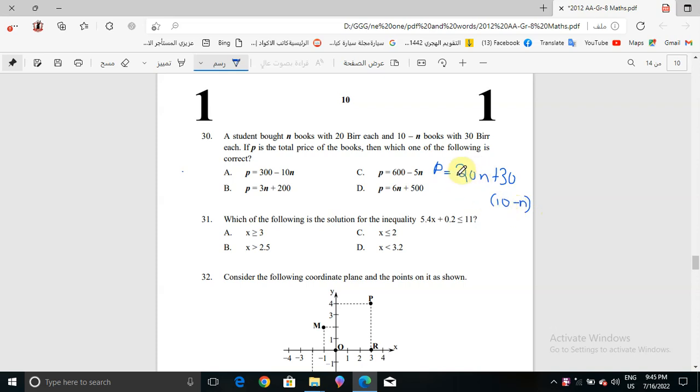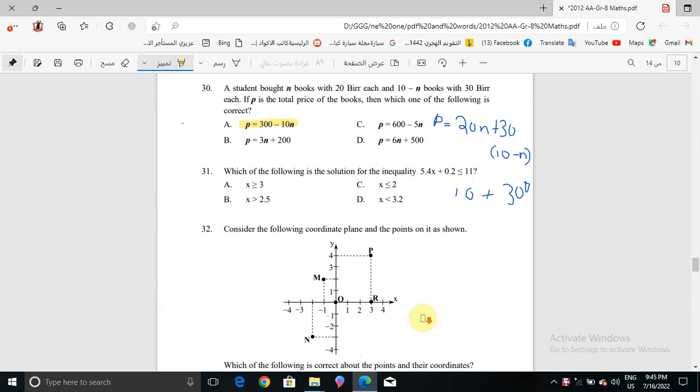Then what we will do here, 20n plus 30 times 10 minus n will make 30 times 10 then times n. So that means what we will have here, it will be 10n plus 300. Then we will get the answer in choice A.